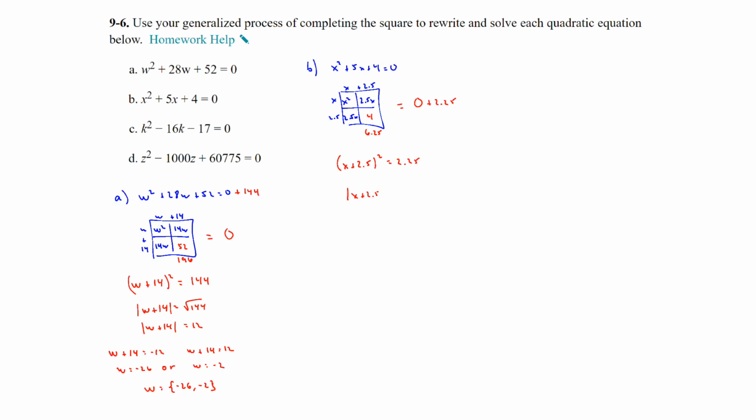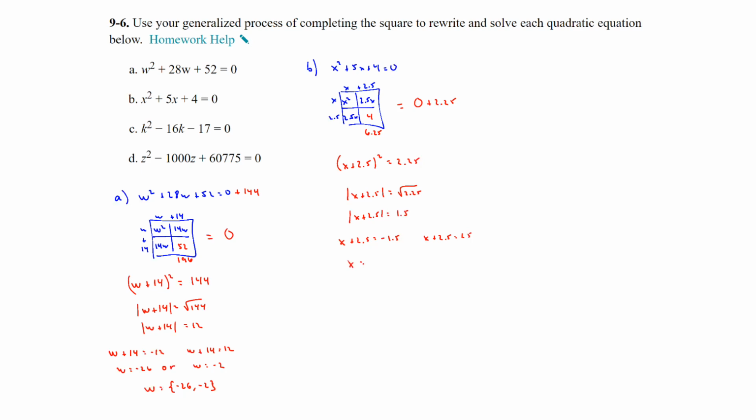Whoops, that's the absolute value. Is equal to the square root of 2.25. So that's the absolute value of x plus 2.5 is equal to the square root, which is 1.5. And so now we can separate into our two equations, where inside the absolute value could equal negative 1.5, or inside the absolute value could equal positive 1.5. Once again, the distance is both being 1.5 away from 0.